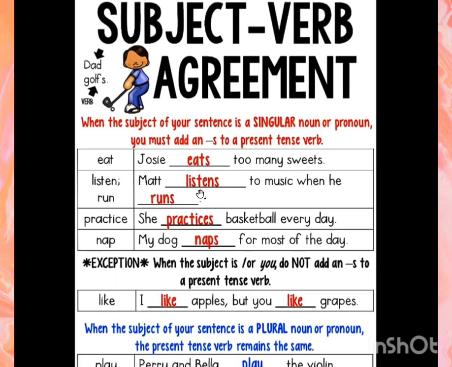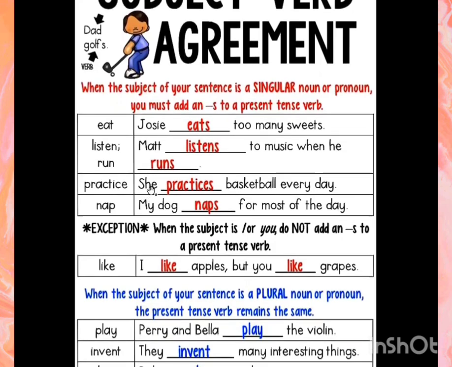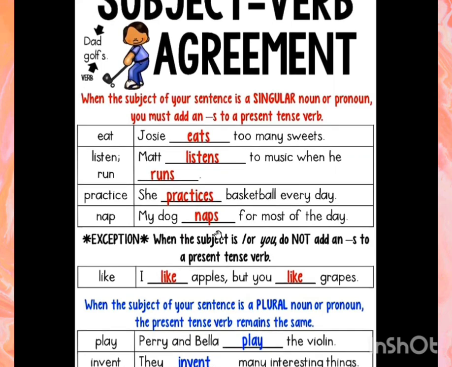Listen has become listens here because it is used with a singular noun, and same run is turned into runs because it is used with a singular pronoun. Practice, she practices basketball every day. Now we have used practices. We have put it in S form because the pronoun is singular. The dog naps for most of the day. My dog naps. Naps means a very short sleep.